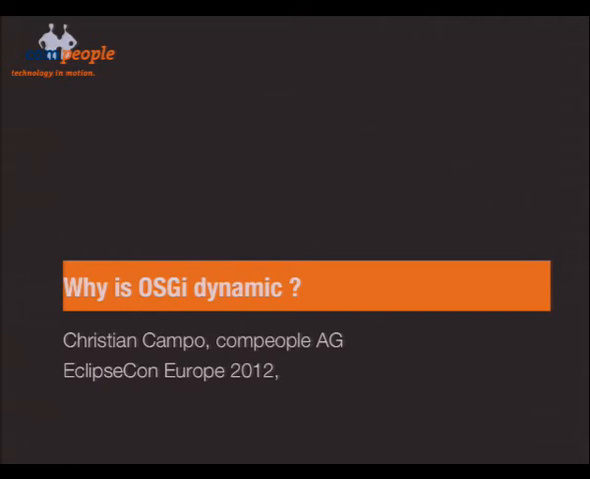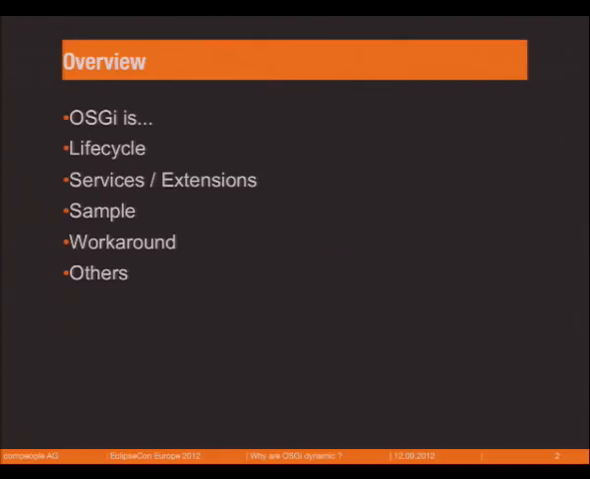Okay, so I'm going to talk first a little bit about OSGi, about some key aspects. I cannot possibly cover everything of OSGi. I'm going to talk about lifecycle things, services and extensions. Extensions are something that Equinox brought, which are not, strictly speaking, part of the OSGi specification, but it's something we use every day. And I'm going to use some samples, and then I'm going to show how the dynamic of OSGi works for me.